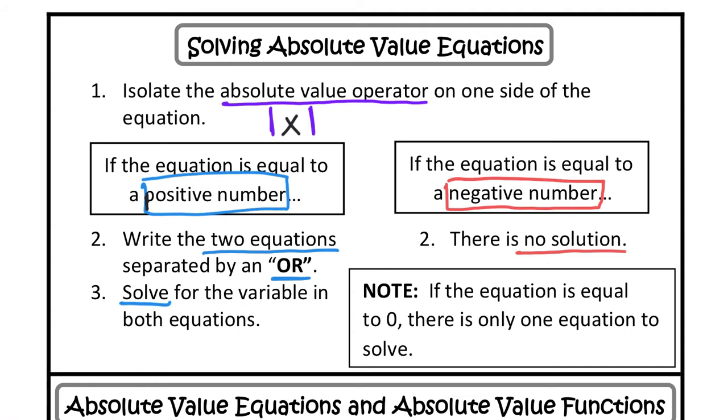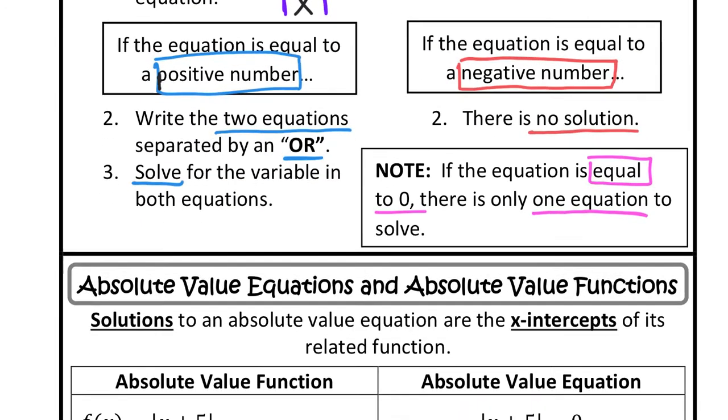And then the last thing, if the equation is equal to 0, there's only one equation. Okay, so we're going to look at these three scenarios throughout. So let's look at the next section here.